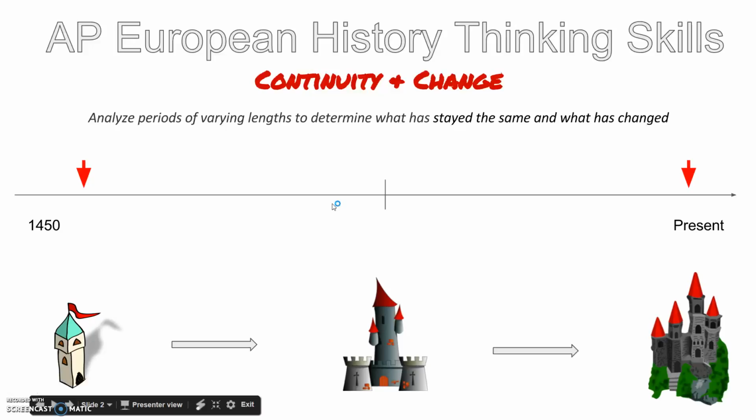So here's the next one. This one is continuity and change, so what we see changing over time. So we have the small to medium sized to large sized castle. They're all still castles, and they all still have like red on them and pointy roofs and windows, but they get bigger and bigger and bigger over time.